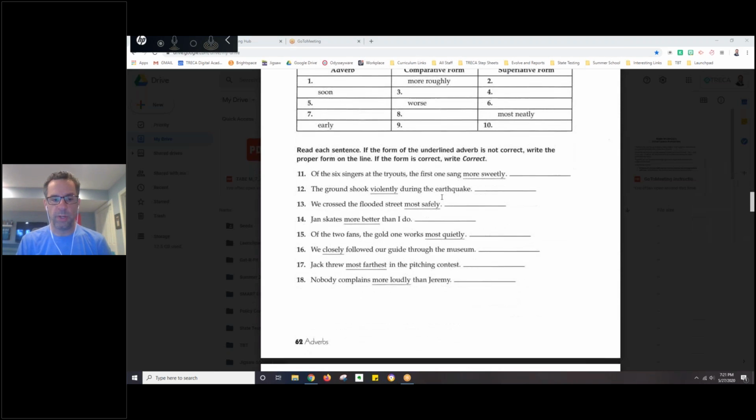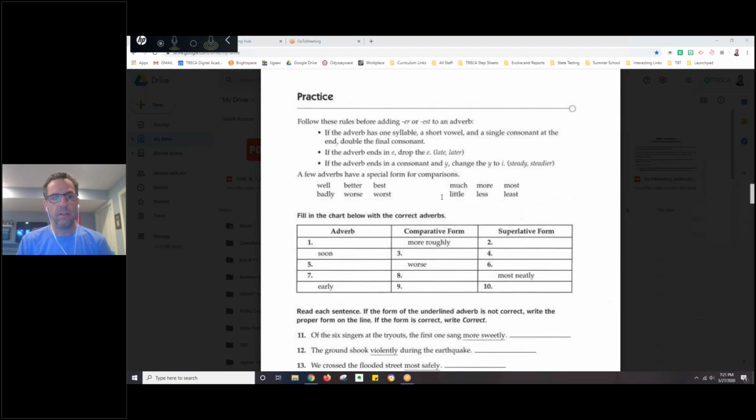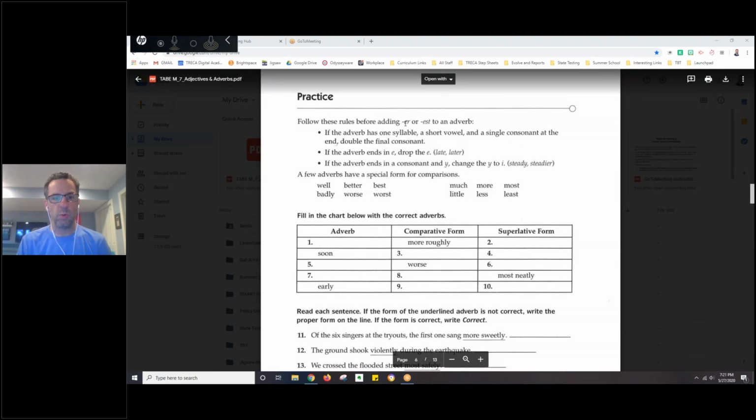So page 62, we'll get through this and then we'll be done. It's practice. Follow these rules before adding ER or EST to an adverb. Let's pretend these are rule 1, rule 2, rule 3. If the adverb has one syllable, a short vowel, and a single consonant, double the final consonant. Remember, a consonant is any letter besides a vowel.